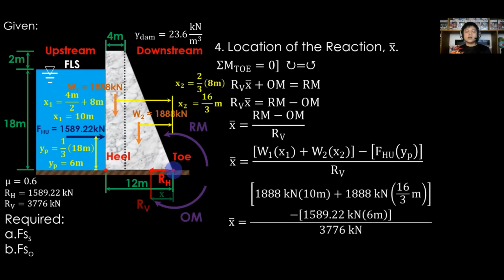Substitute values, W1 as 1,888 kilonewtons, X1 as 10 meters, W2 as 1,888 kilonewtons, X2 as 16/3 meters, FHU as 1,589.22 kilonewtons, Y sub P as 6 meters, and RV as 3,776 kilonewtons. Therefore, X bar is equal to 5.141 meters from the toe.